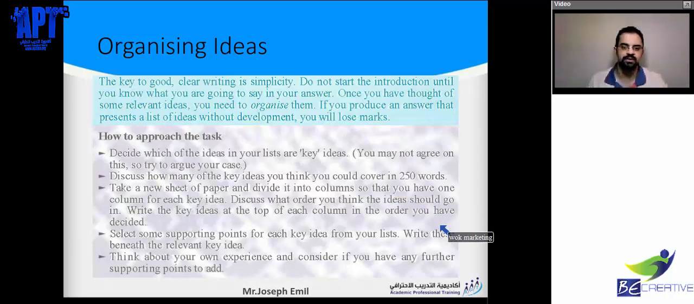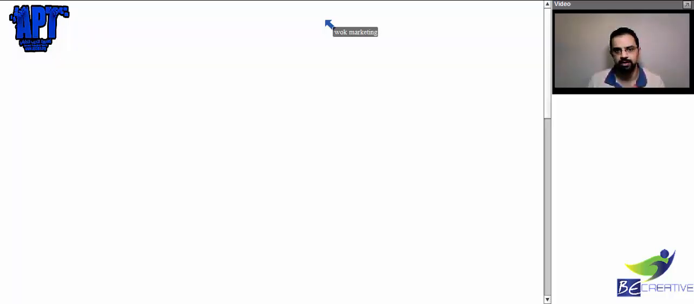Discuss what order you think the ideas should go in. Write the key ideas at the top of each column, and then write supporting ideas in the column. So let's say bicycles are good, so you have a key idea, they're cheap, and another key idea, maybe they are environmentally friendly. Okay, those are the 2 key ideas. You have to support them. If you cannot, find new ones.